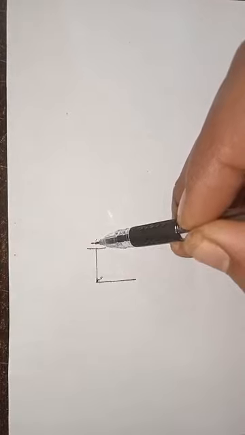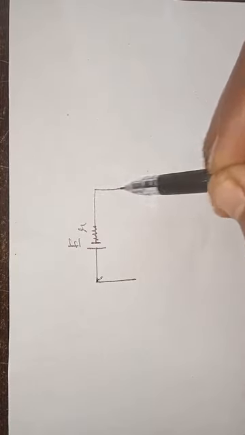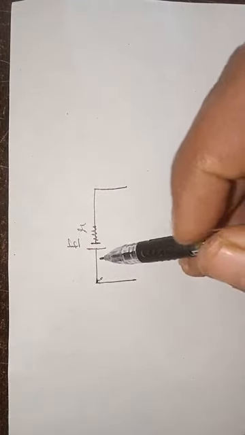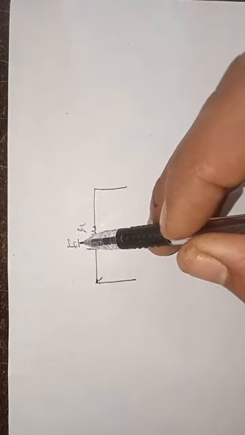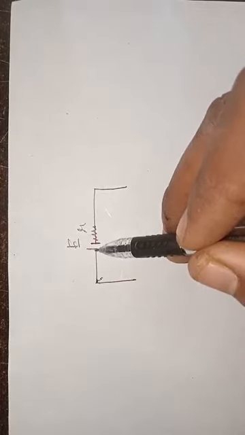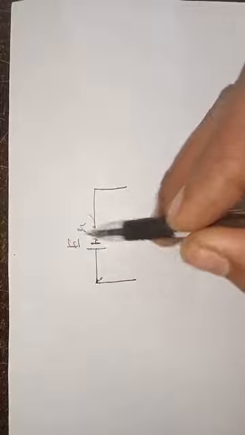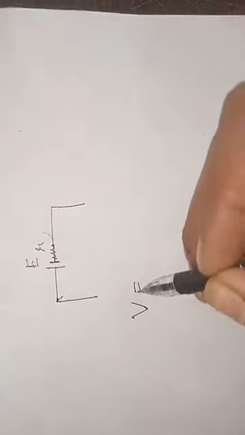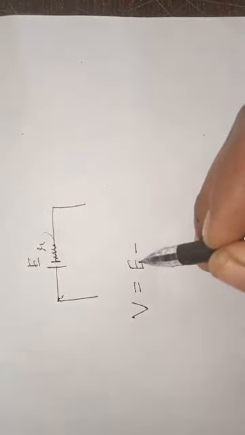Let us consider a cell. We have a cell of EMF E and its internal resistance is small r. So when the cell is in discharging condition, then the actual EMF does not appear across the terminals of the battery. Some EMF is dropped because of the internal resistance of the cell. So the terminal potential difference will be somewhat less than this EMF.